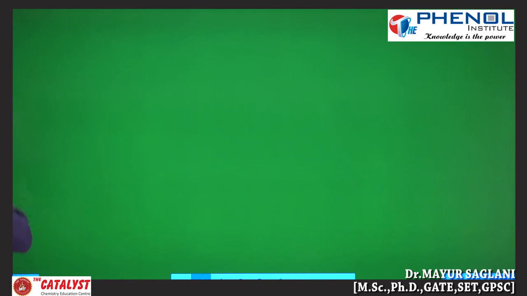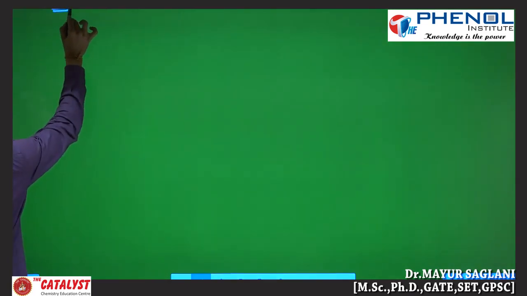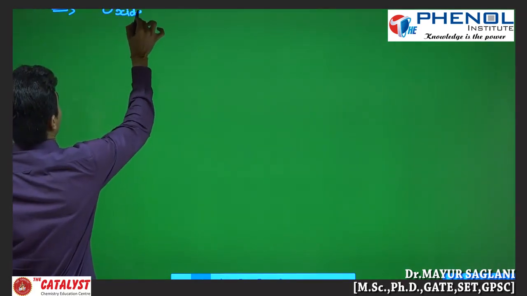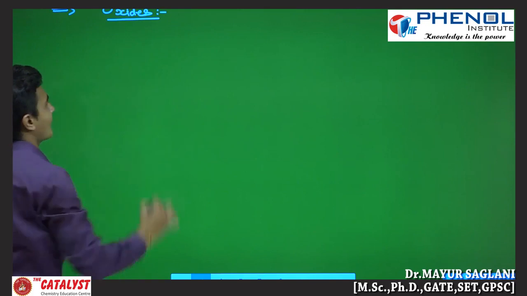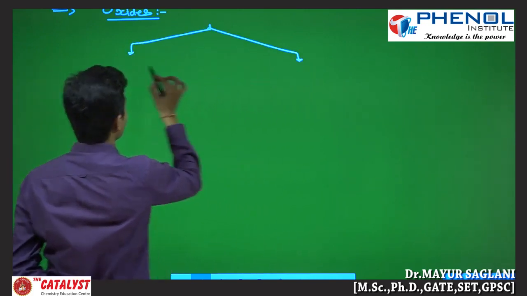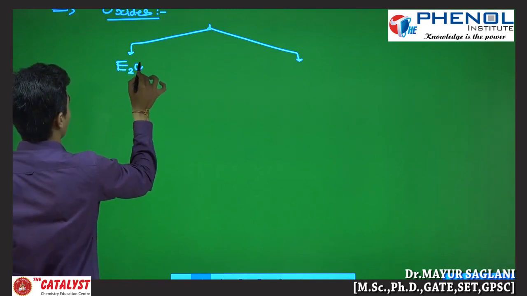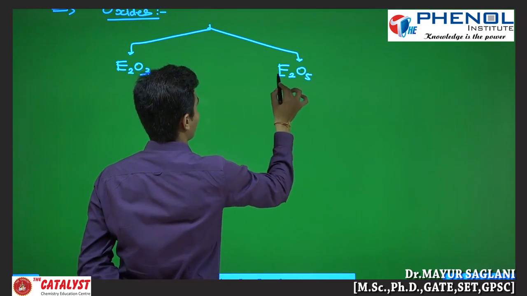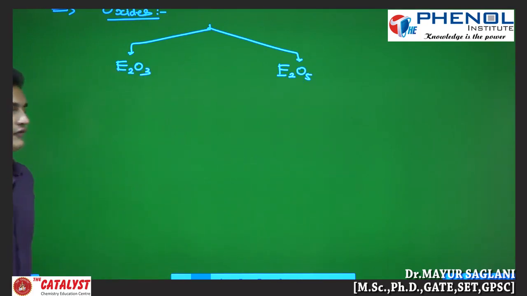Next, after oxidation, we will see the reaction with oxygen, or you can say the property. Okay, if you write oxides, fine. Oxides of the group 15 family: there are two types of oxides, E2O3 and E2O5 type of oxides, which can be formed by 15th group elements.